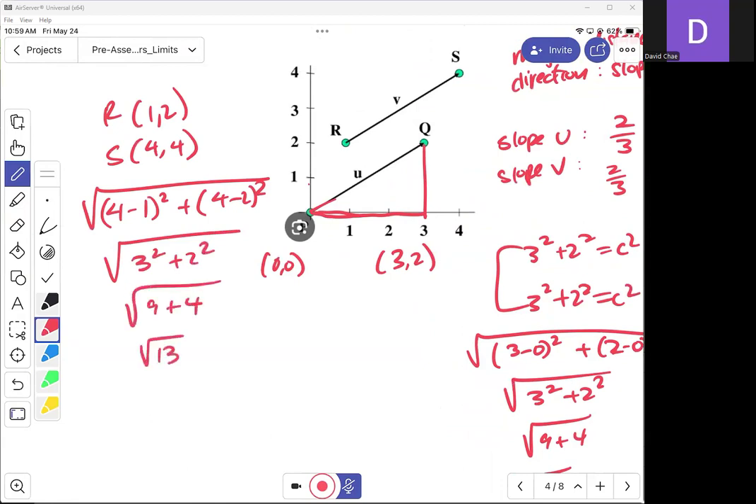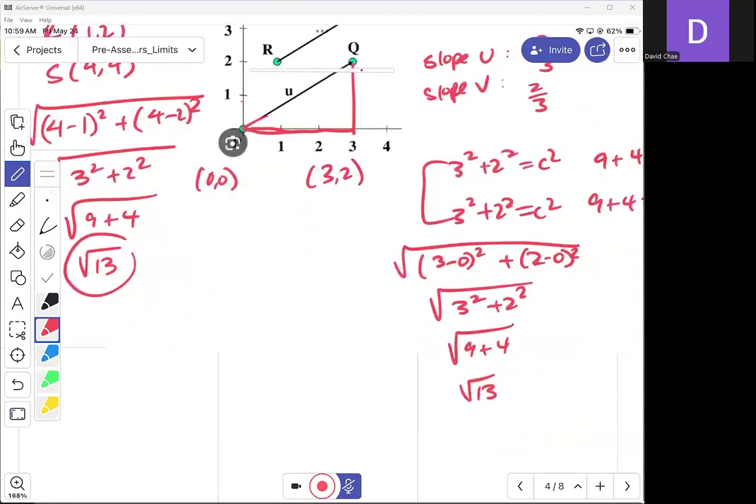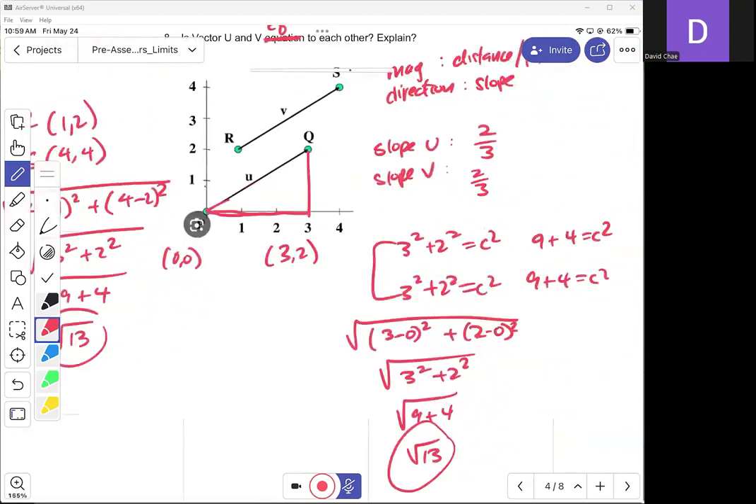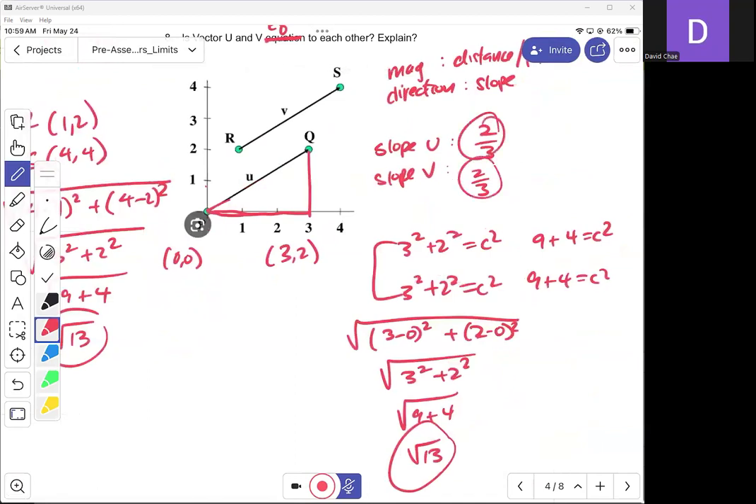So we know that vectors are equal if they have the same direction and the same magnitude. Magnitude, remember, is a distance. So we prove that right there. Radical 13 is the magnitude. The slope tells us direction.